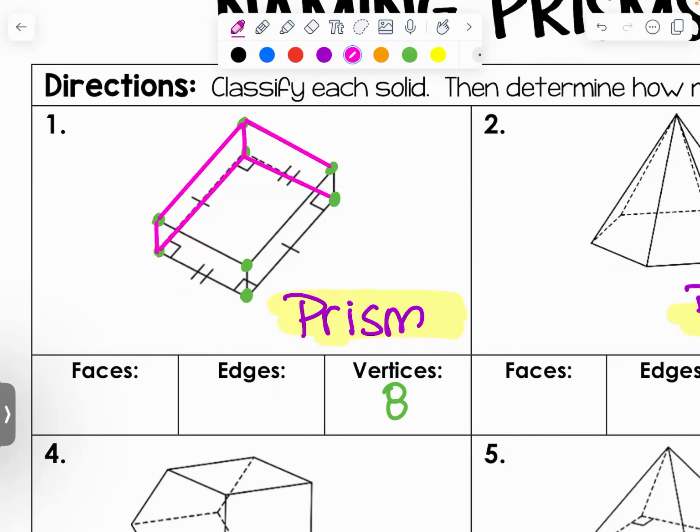5, 6, 7, 8, 9, 10, 11, 12. Did I color all of them? Okay, so we have 12 edges. If you color them as you count, it's a pretty easy job to do.